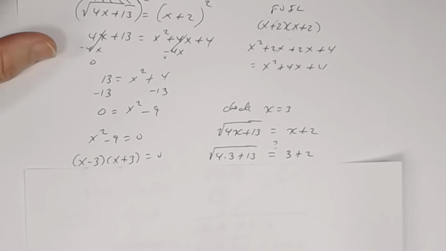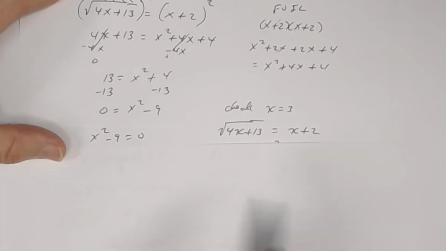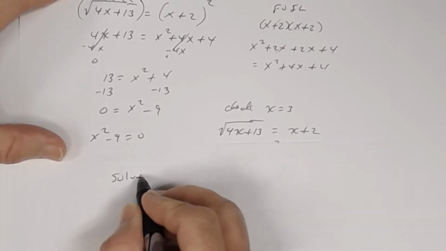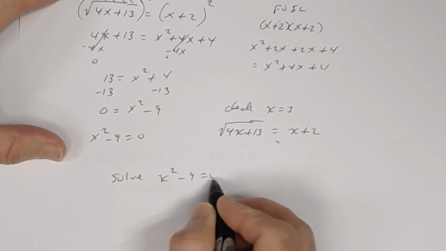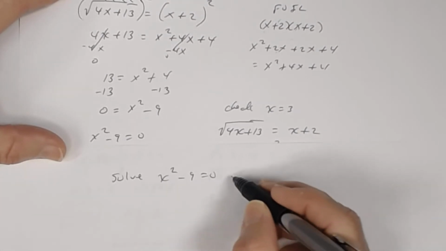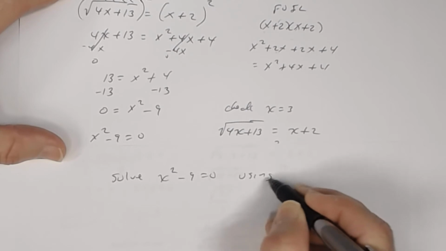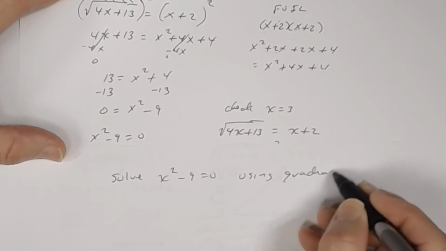So let's go ahead and do this one again. So we're going to solve x squared minus 9 equals 0 using the quadratic formula. So just to show you what to do.